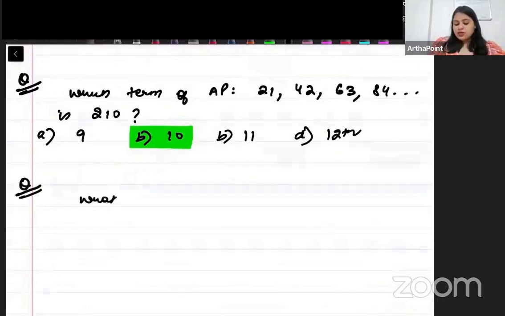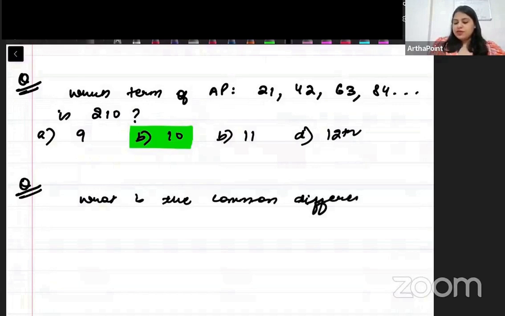One last question for you to practice, beta. What is the common difference of an AP for which A18 minus A14 is equal to 32?